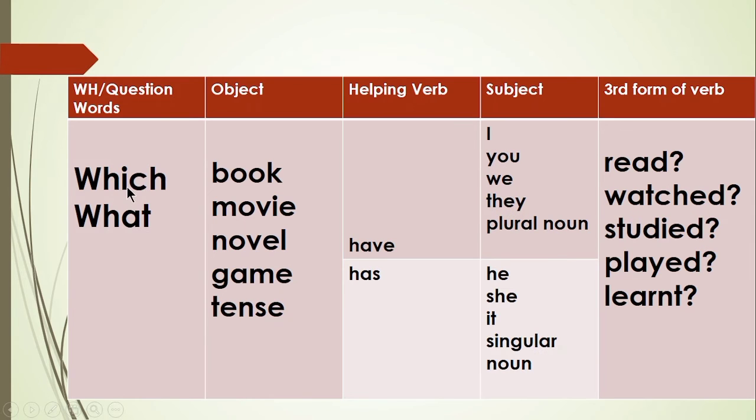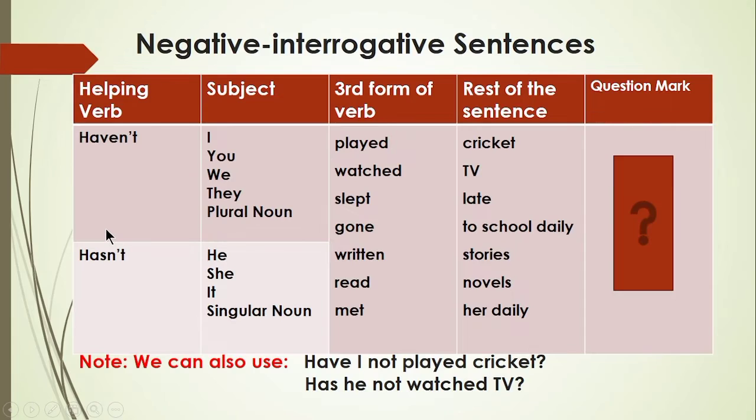We may have WH questions with which and what when there is a choice. For example, we bring the object right after which or what, then have or has, and then the subject, and the third form goes to the end of the sentence, and finally a question mark. For example, which book have you read? Or what movie have you watched? What movie has he watched? Which game has he played? And you know the difference between which and what: for specific things we use which and for general things we use what.